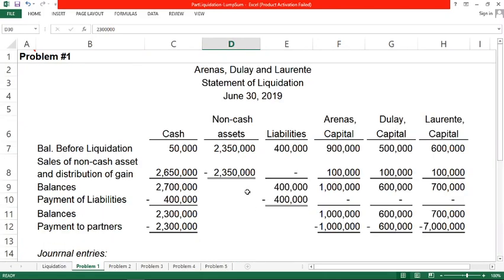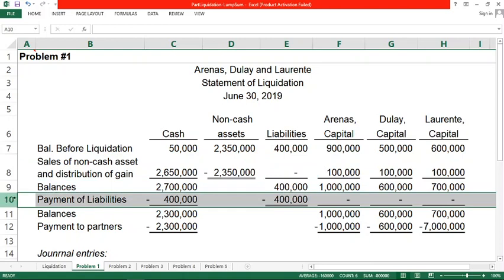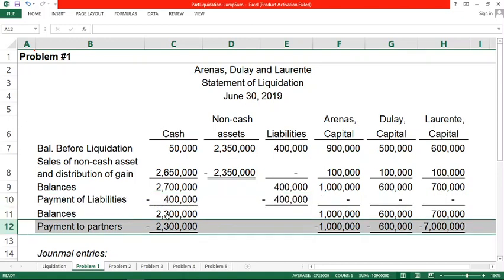So that's it. Problem number 1. Our statement of liquidation using lump sum method. The first is that we sold all non-cash asset and any gain or loss are distributed to the partners. Next, we pay for all our liabilities, and then any excess will now be distributed to the partners according to their capital balances.